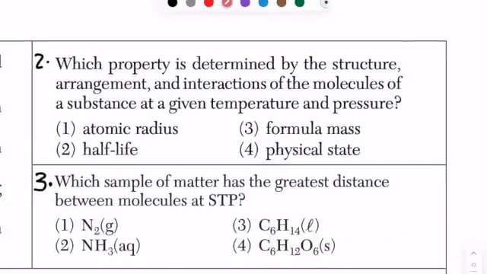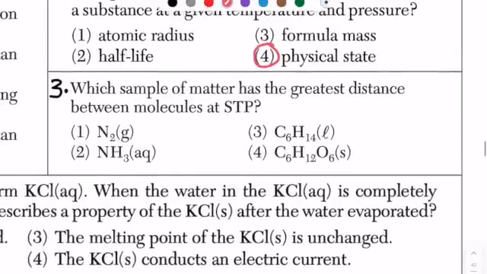So which property is determined by the structure, arrangement, and interaction of the molecules of a substance at a given temperature and pressure? So all of these things can give us information about the phase of matter or the physical state of a substance. Which sample of matter has the greatest distance between molecules at STP? So greatest distance is very specific to gases.